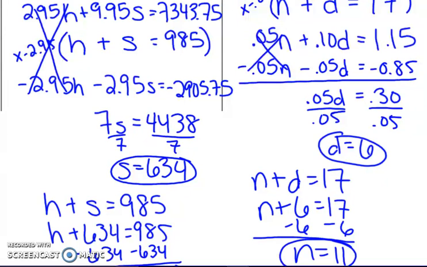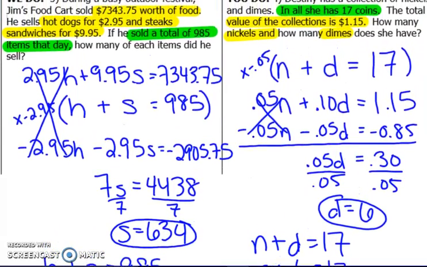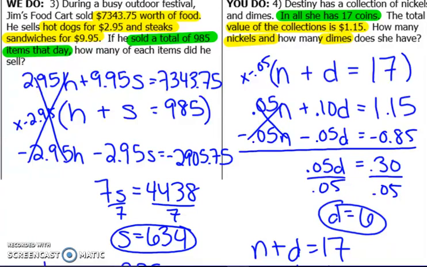Make sure when you're solving these problems, you not only write both equations, you choose the method that's going to work best for you for solving it, but make sure in the end that you solve the problem. This asks how many nickels and dimes. We need both answers. This asks how many of each item.